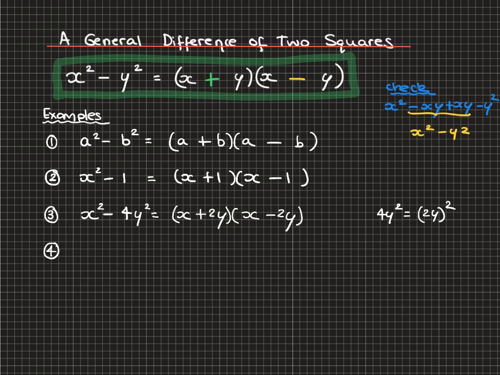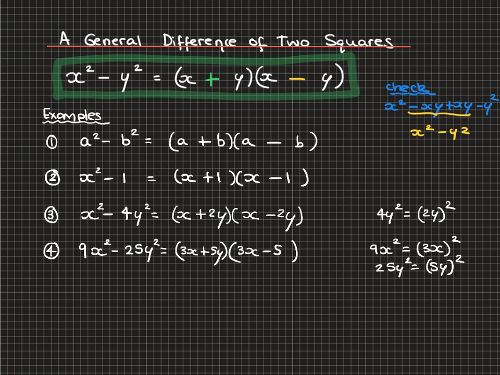And building on from that example, number 4, 9x squared minus 25y squared. Still a difference of two squares, because 9x squared is the square of 3x, and 25y squared is the square of 5y. So we have 3x plus 5y, 3x minus 5y.